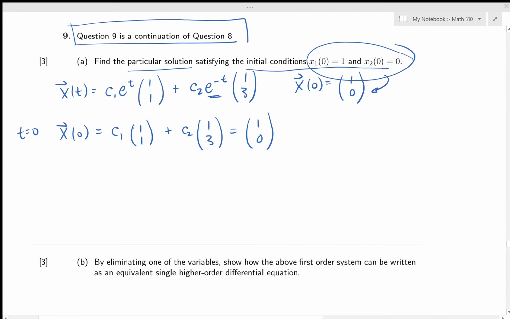Okay, so now I have two equations and two unknowns. I find it easier maybe to write this out in this manner. C1 plus C2 is equal to 1. That's the first row here, and then the next one, C1 plus 3C2 is equal to 0. So two equations, two unknowns. This just keeps happening, and I solve those, and if I don't make a mistake, I find out that C1 is 3/2 and C2 is -1/2. Okay, so then I can write out the particular solution satisfying those initial conditions. Here it is.